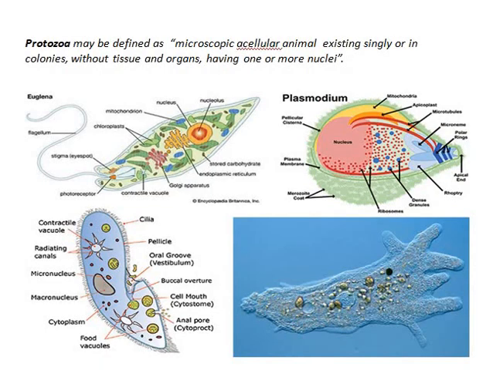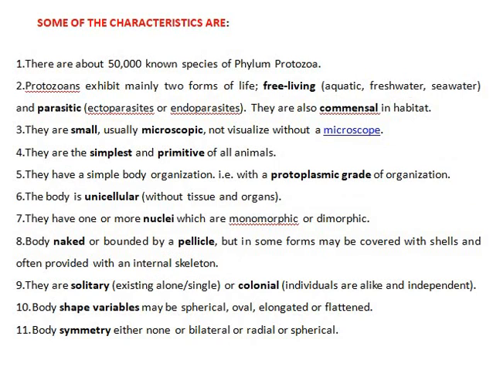Protozoa may be defined as microscopic acellular animals existing singly or in colonies, without tissues and organs, having one or more nuclei. These are examples of Protozoa: Plasmodium, Euglena, Paramecium, Amoeba proteus. Some of the characteristics of Protozoa: more than 50,000 species are known.